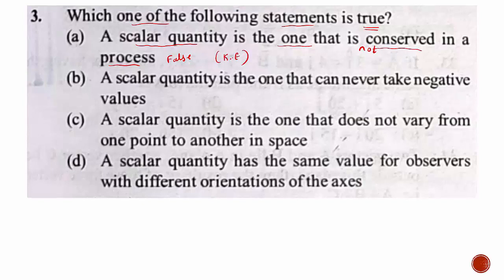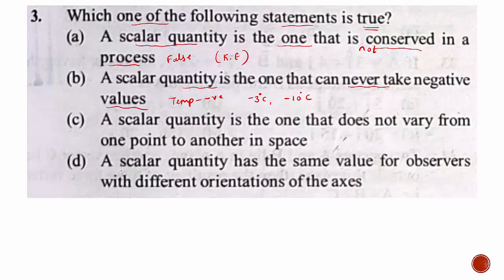Then come to the second statement. A scalar quantity is the one that can never take negative values. This statement is again false because we can measure temperature. Temperature is a scalar quantity and we can measure it in negative values, minus 3 degrees Celsius, minus 10 degrees Celsius. So this scalar quantity has negative values as well as positive values. So this is a false statement.